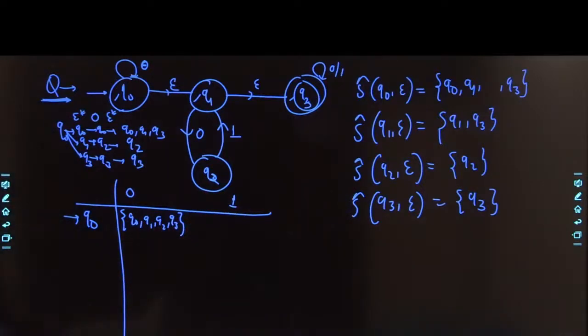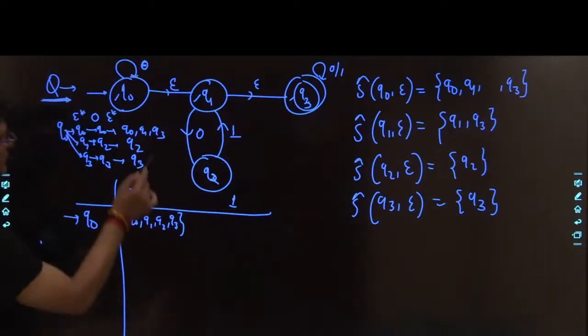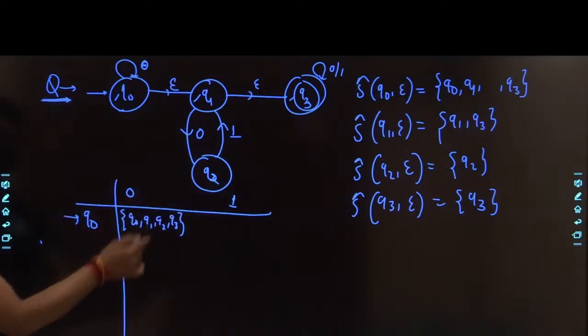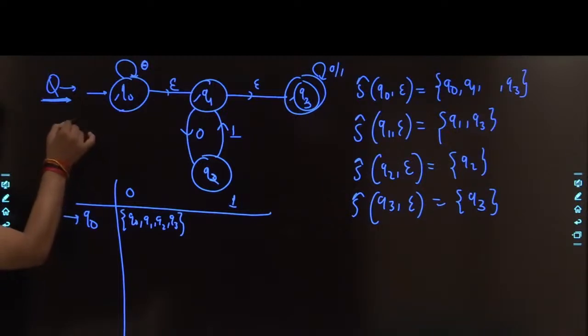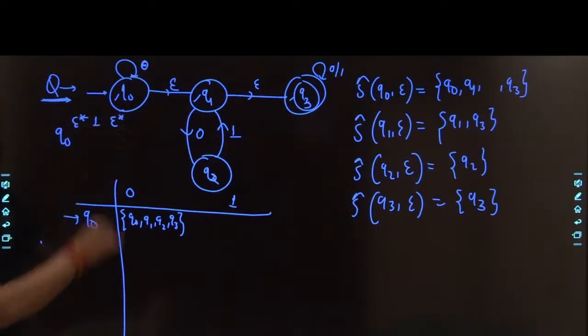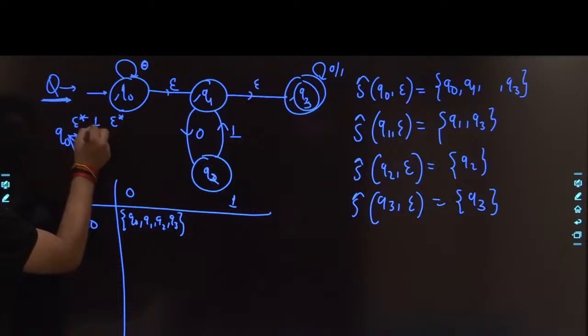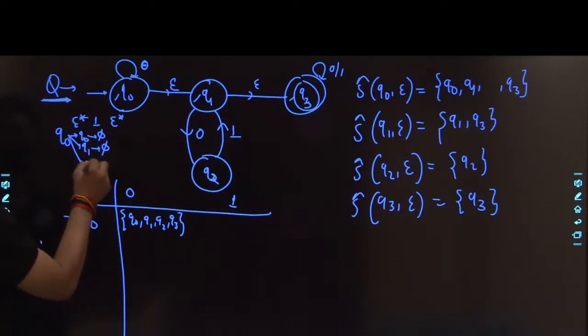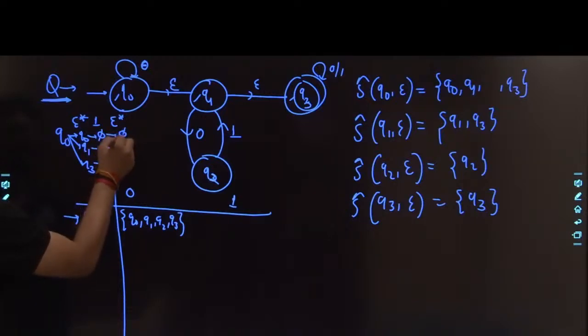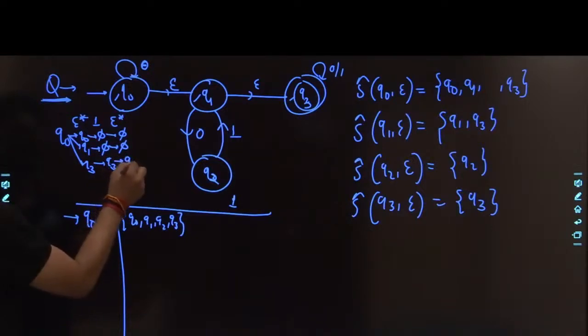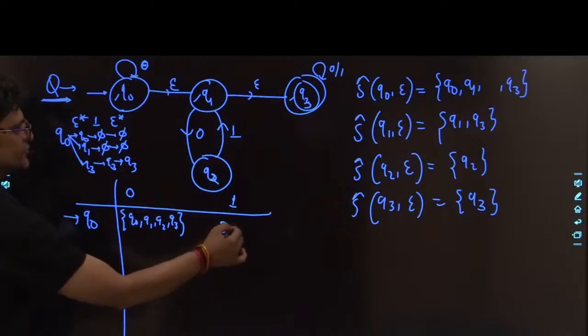On 1: Q0, epsilon closure, 1, epsilon closure. What is the epsilon closure of Q0? Q0, Q1, Q3. Q0 on 1, phi. Q1 on 1, phi. Q3 on 1, Q3. Epsilon closure of phi is phi. Epsilon closure of Q3. So Q0 on 1, it goes to Q3 only.